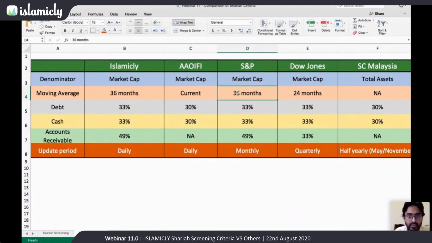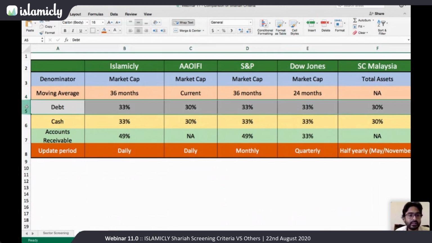S&P also uses a 36 months average market capitalization. Dow Jones uses a slightly smaller one, so they average out the market capitalization over 24 months. SC Malaysia, there is no concept of moving average because it's total assets. Total assets will definitely be based on the disclosed total assets of the company on a quarterly or a 6 monthly basis. We will study that a little later. So the total assets will be simple. For SC Malaysia, it will be given out by the company itself in their financial statements.